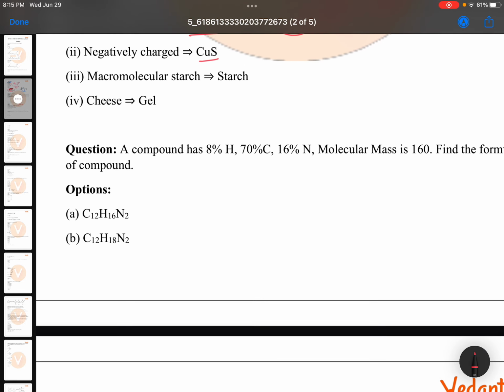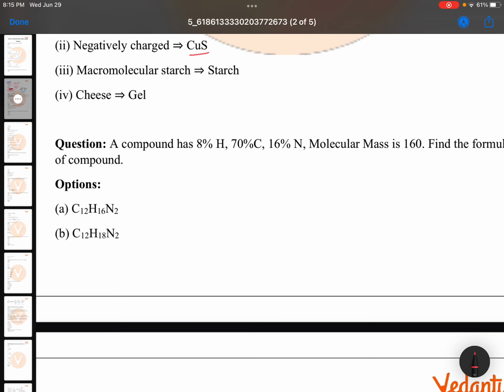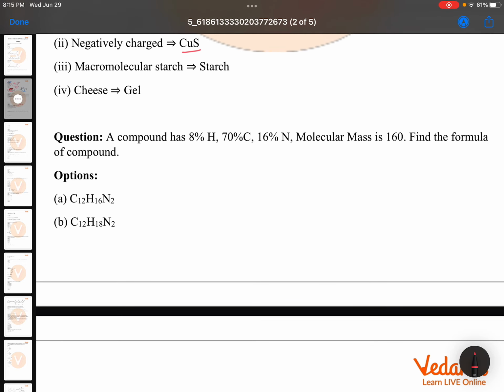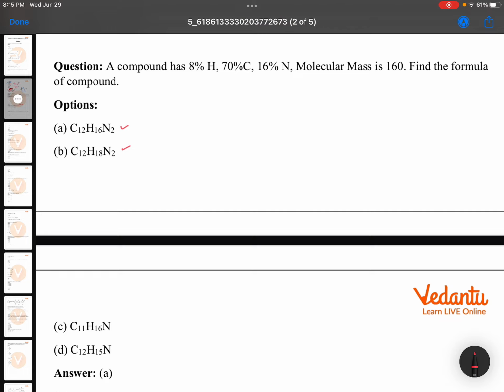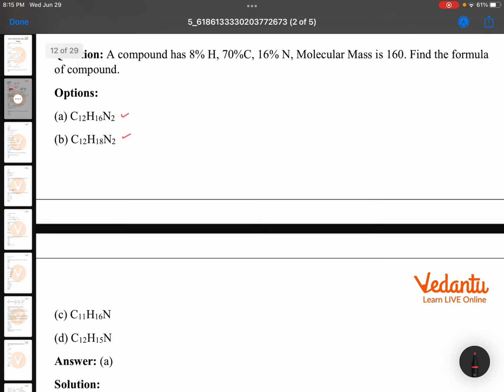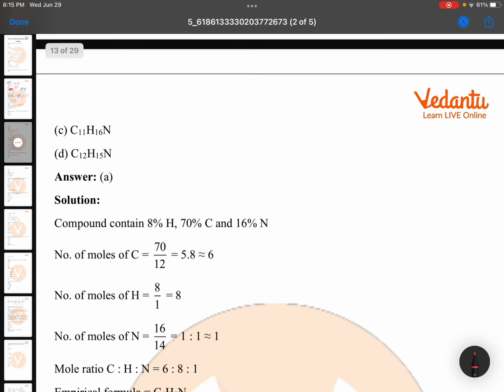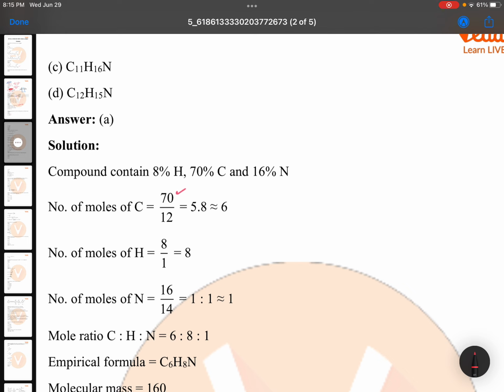Compound has 8% hydrogen, 70% carbon, 16% nitrogen. Molecular mass is 160. Find the formula. There is a shortcut, directly you can look at the molecular mass. Okay, that's it. If that does not work, if you want to calculate, then go with the formula. First find the number of moles. 70%, 8%, 16%.